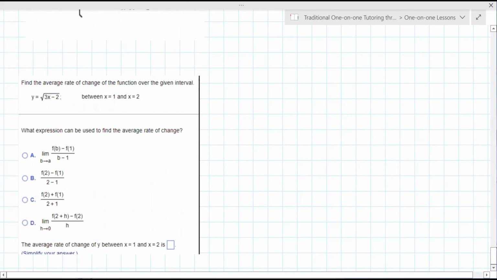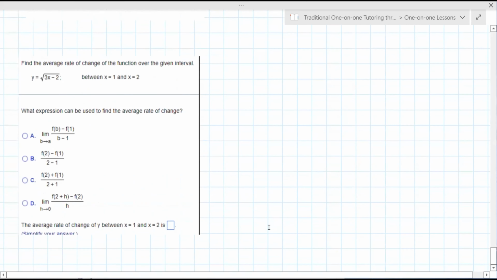Find the average rate of change of the function over the given interval.